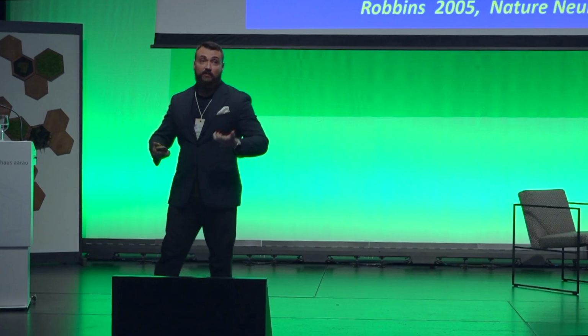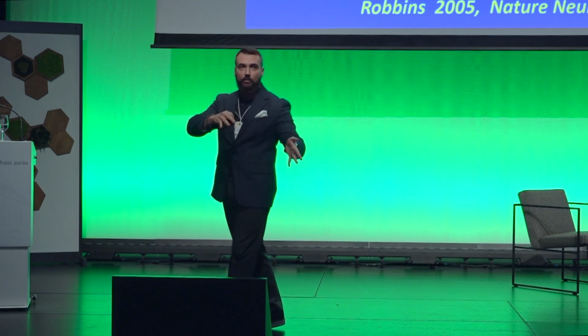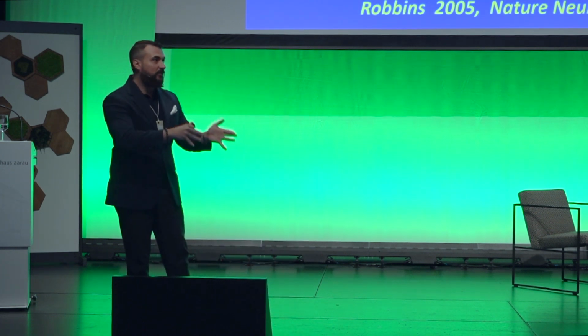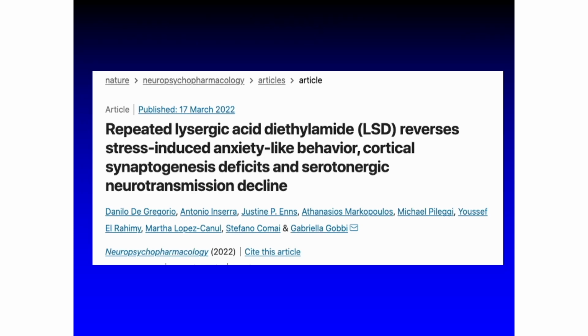So in this case, in the same way, we developed this back-translational approach. We saw those human data that were published, so we tried to understand what is the mechanism of action of the anxiolytic effect of LSD. In 2022, we published this paper in which we investigated the serotonergic neurotransmission in a rodent model of anxiety disorders and the impact of the same dose regimen of LSD that we saw to boost social behavior.